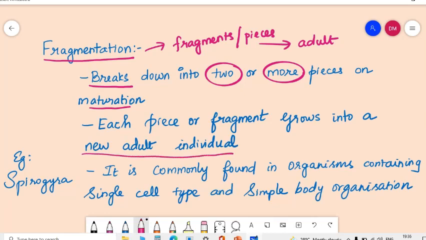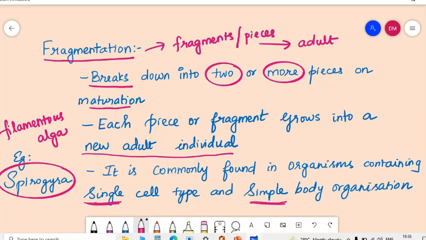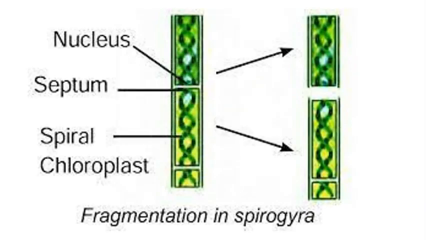new adult individual. So this type of fragmentation is normally seen in organisms which have a single cell type. And also the body organization should be very simple. Example, a filamentous algae called Spirogyra, which is a filamentous algae. So this is the process of fragmentation in Spirogyra.